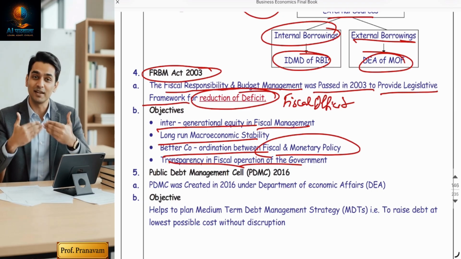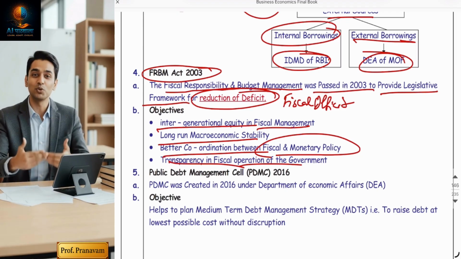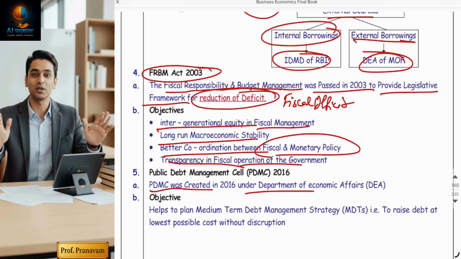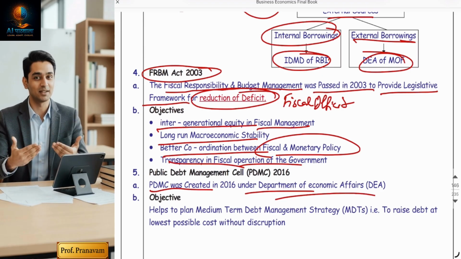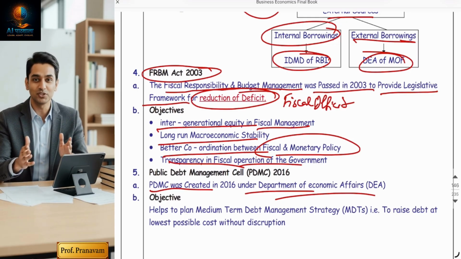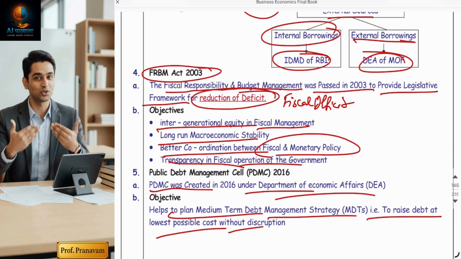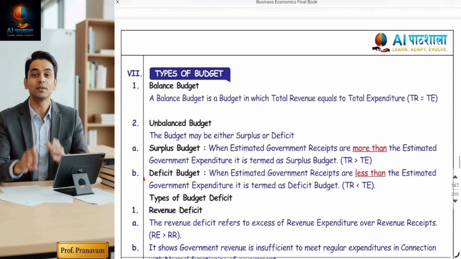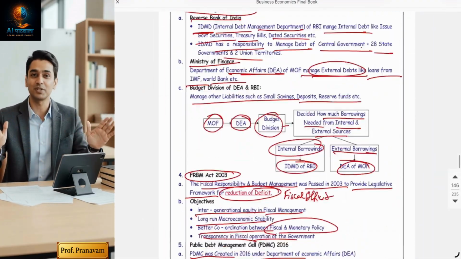Next question arises, what is PDMC, set up in 2016? Guys, to professionalize public debt management, PDMC was actually created. Now, where is it located? The Department of Economic Affairs is a part of RBI. The objective of this is to plan a medium-term debt management strategy, raise debt at the lowest possible cost, and avoid disruption in financial markets. Am I correct? So this was public debt management and some other related points.